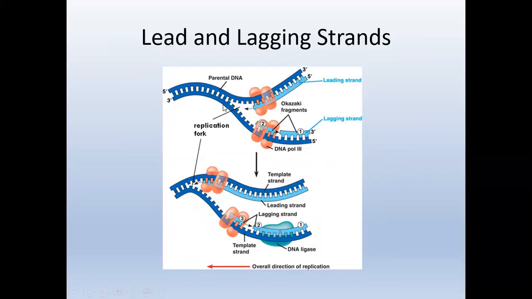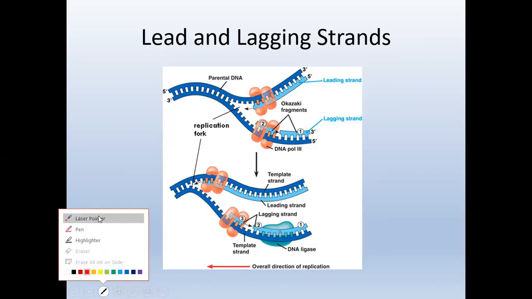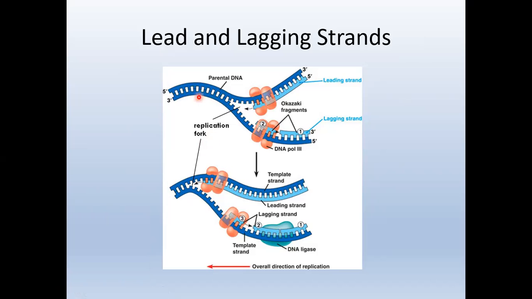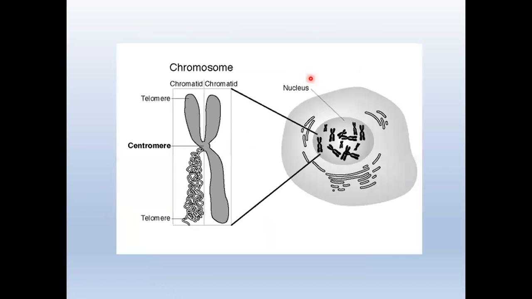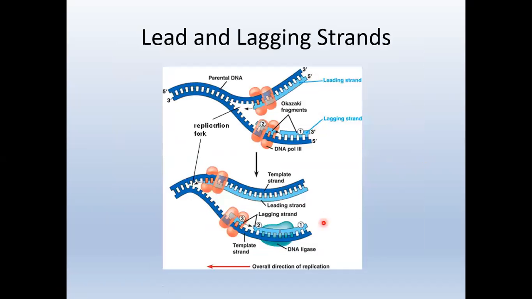So here we can see I have DNA, and I need to unzip this. Helicase is what's coming in here and unzipping it. Polymerase is what's coming in here and rebuilding it. And then the ligase, that one does the lagging fragment?